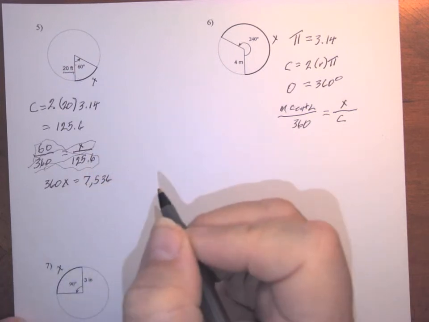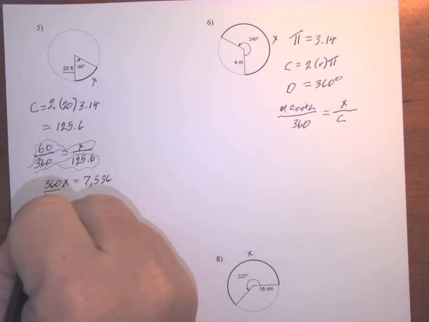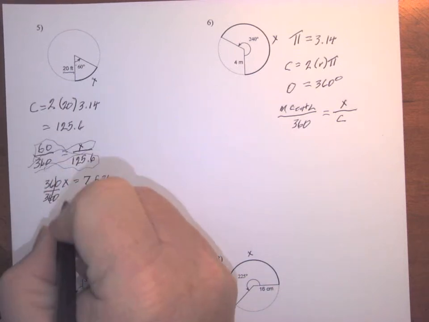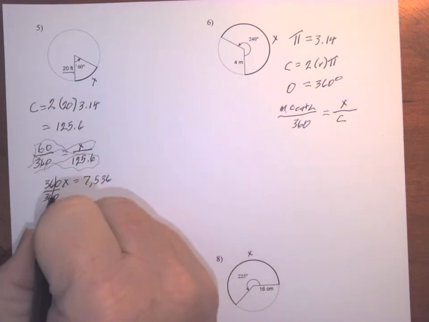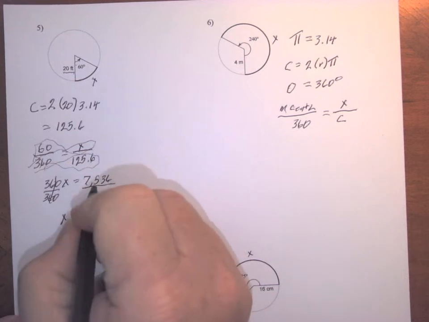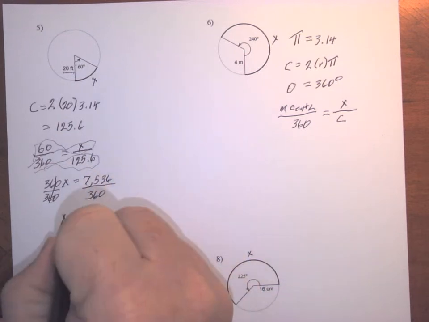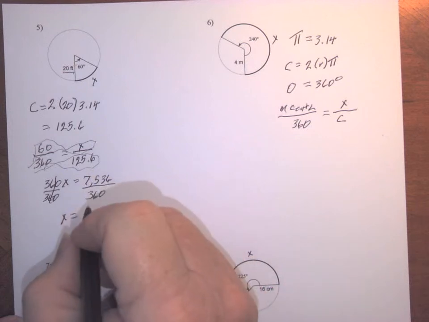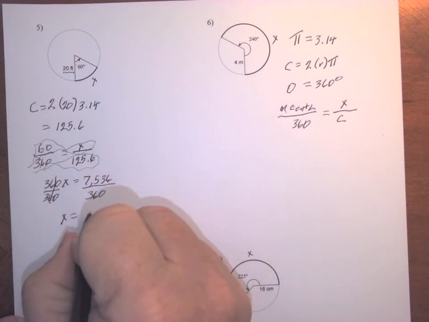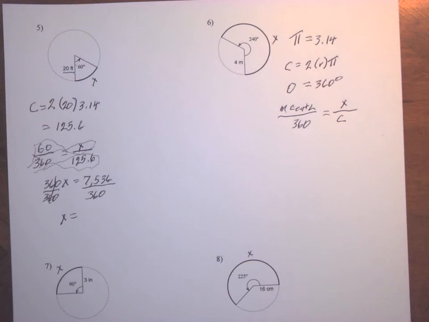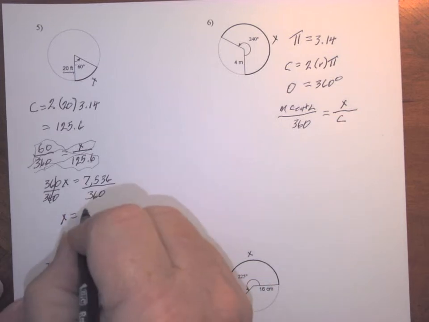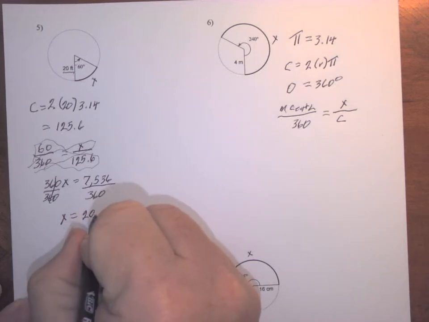7,536. So to even it up, all we have to do is divide this by 360 to get a single x. So we end up with x. Well, if we divided this by 360, we have to divide this by 360. So x ends up equal to 20.9. Okay? Because 7536 divided by 360 is 20.9333, which rounds to a single digit of 20.9.